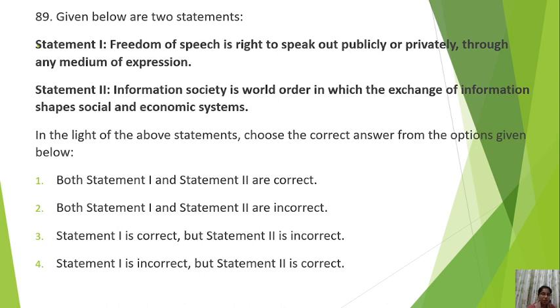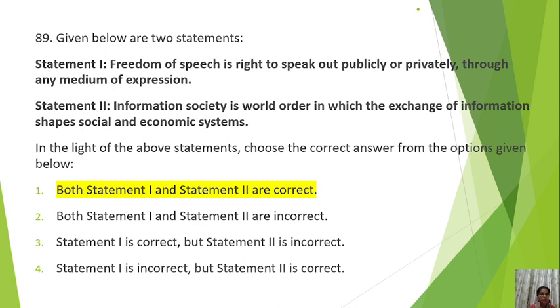Then second statement is, information society is world order in which the exchange of information shapes social and economic systems. It is true. We are living in an information society where we have explosion of information, and this information is shaping our social systems, economic system. You can see the effect of this internet, which has made the information global, democratized the information. It is shaping our social system, in which our society and our economy is being shaped. Okay, so both the statements are correct.